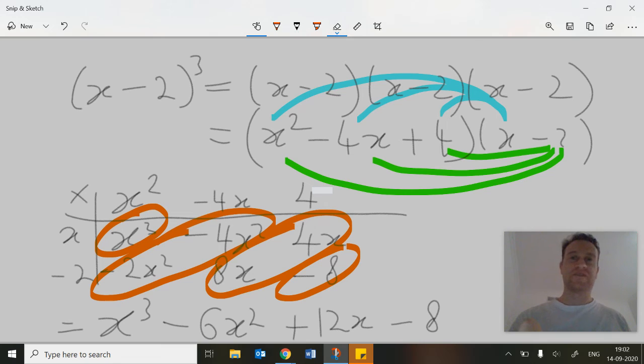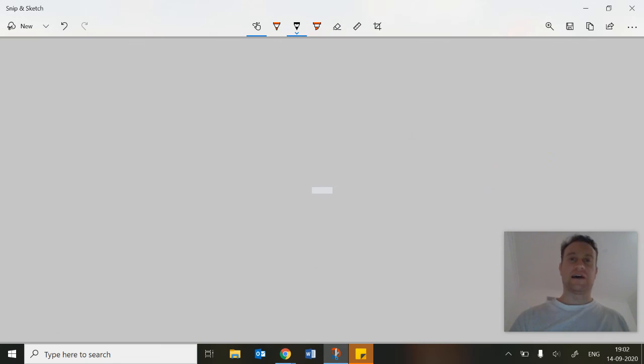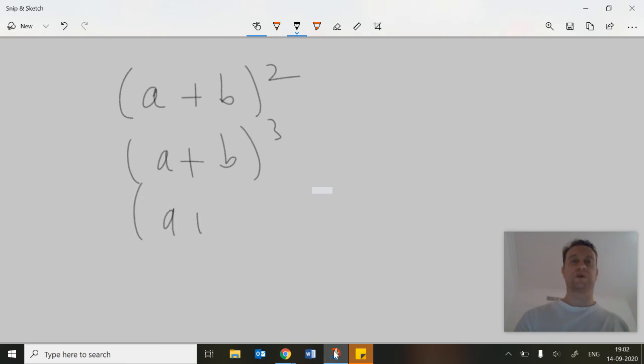Now, if you want a bit of an investigation, there's some nice maths which leads on from this. If we did, say, for example, a plus b squared, and then a plus b cubed, and then maybe you could do a plus b to the power of 4, you should start spotting a pattern. Okay, so if you spend some time doing that, that will lead to some quite interesting mathematics.